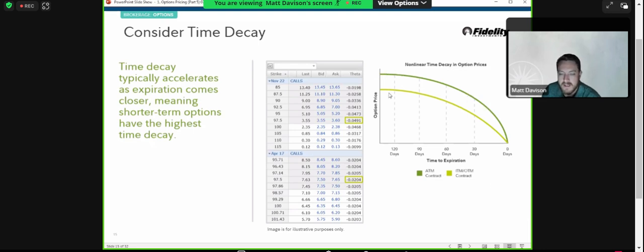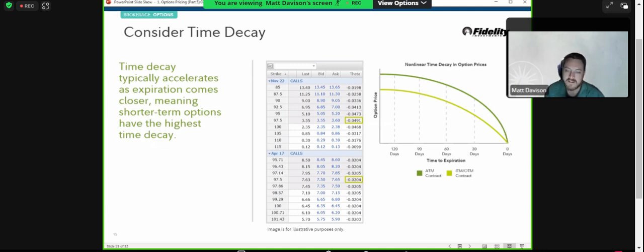It's pretty flat at the beginning. Once we get into that 60-day window, it starts to increase. Once we hit that 45 to 30-day window, it's really picking up pace. And then when we get under a month left, so about 20, 21 days, it really starts to take off and accelerates even more as we get into the final week of expiration.